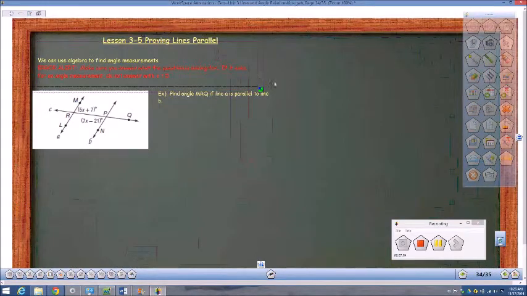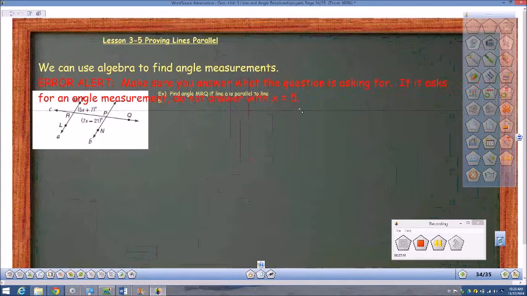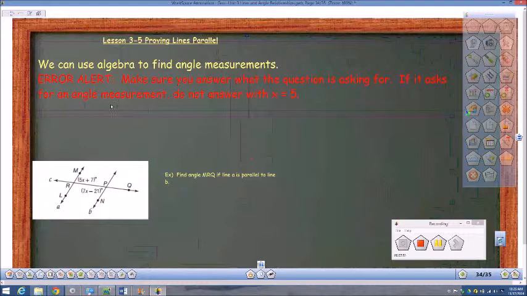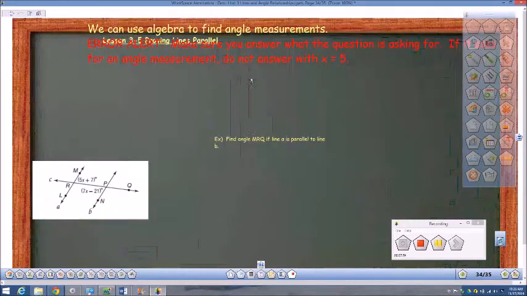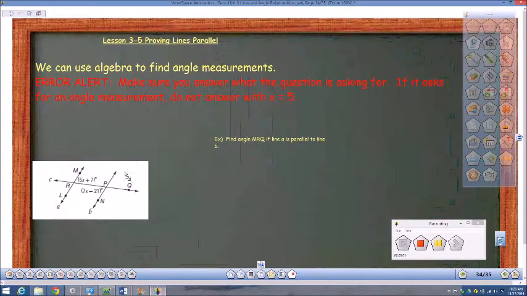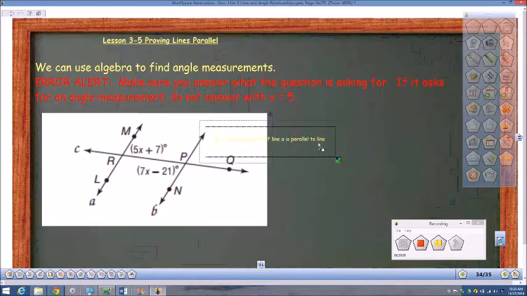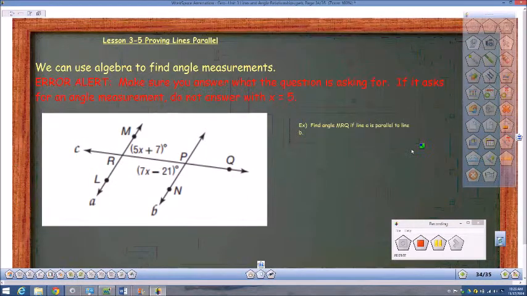Okay, so here's an error alert. Everybody get out your red pens. We're going to stick this in our iNotebooks in red. Error alert: make sure that you answer what the question is asking for. And if it asks for an angle measurement, do not answer x equals 5. So be very careful about making sure that you know what it's asking for, because if it's asking for a measurement, we want something in degrees. And don't forget your units.